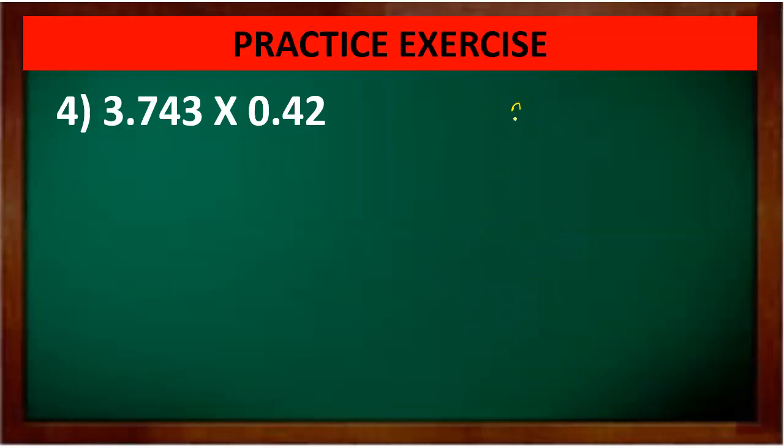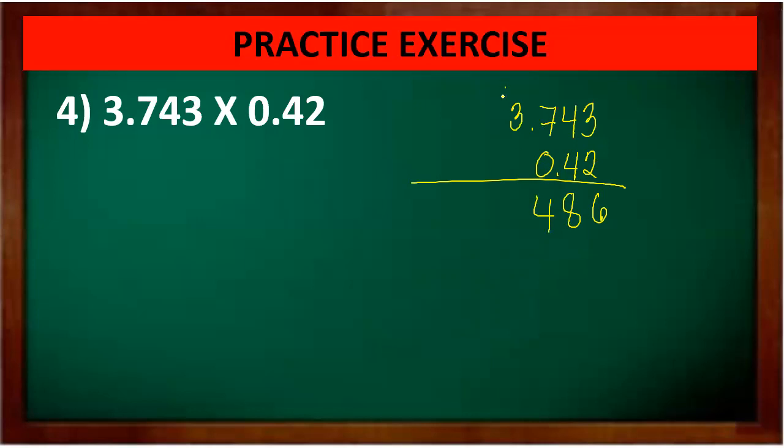Now let's have another example. So let's try this. 3.743 times 0.42. So let's start. 2 times 3 is 6. 2 times 4 is 8. 2 times 7 is 14. Carry 1. 2 times 3 is 6 plus 1, that is 7. Then 4 times 3, that is 12. You carry 1. 4 times 4 is 16 plus 1, that is 17. 4 times 7, that is 28. Okay, so 28 plus 1, that is 29. Carry 2. 4 times 3 is 12 plus 2, that is 14.